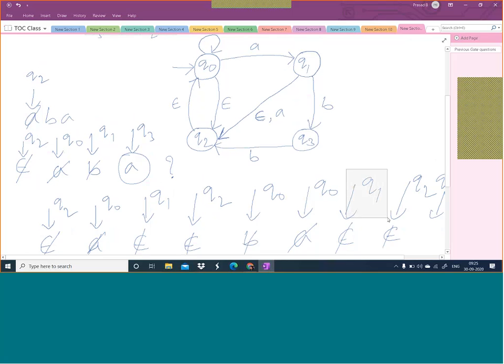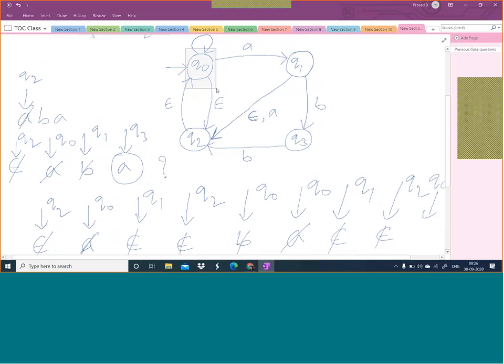It can go to Q2 and it can stop in Q2, or the machine can move from Q2 freely to Q0 on epsilon. So the machine can stop here in Q1, or on epsilon it comes to Q2 and it can stop here, or from Q2 on epsilon it comes to Q0, so it can stop in Q0, Q1, Q2, or any of these. So these are the possible states the machine can reach.